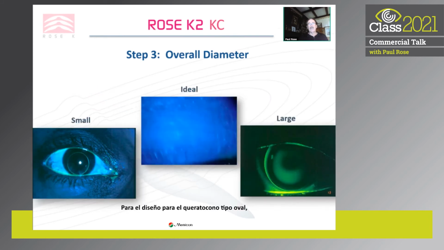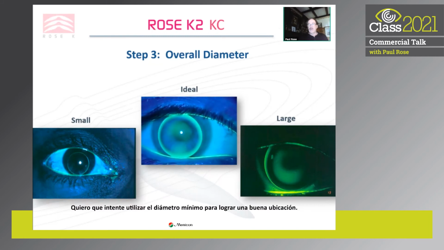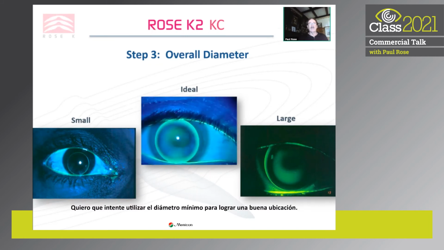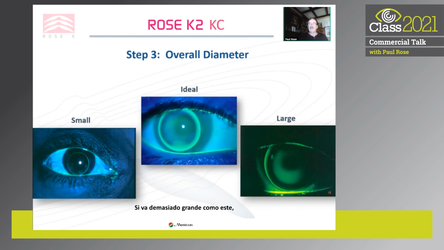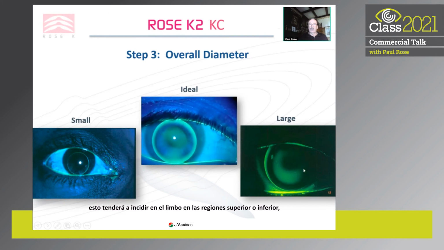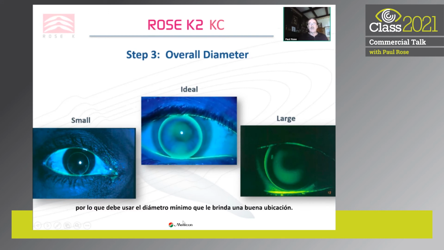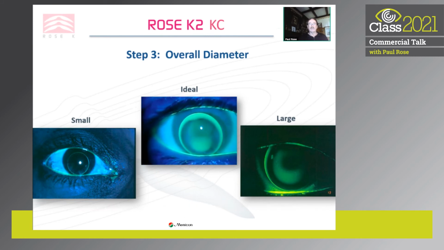For the keratoconic design, what we're trying to do is just hang it off the top lid. We want to try to use the minimum diameter to achieve good location. No use going excessively large like this. This will tend to impinge on either the limbus at the upper or lower regions. So you use the minimum diameter which gives you good location.